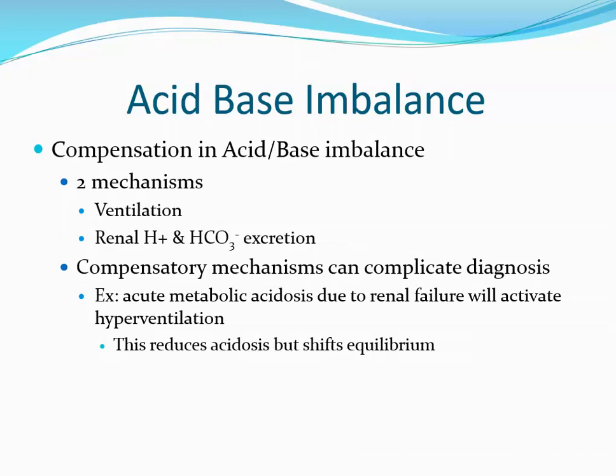Compensation mechanisms. The body is going to try to compensate, and the 2 main ways are through changes in ventilation and changes in renal hydrogen ion and bicarb excretion. Compensatory mechanisms can complicate the diagnosis. For example, you can have acute metabolic acidosis due to renal failure, but this would then activate hyperventilation. This will reduce the acidosis, but end up shifting the equilibrium.